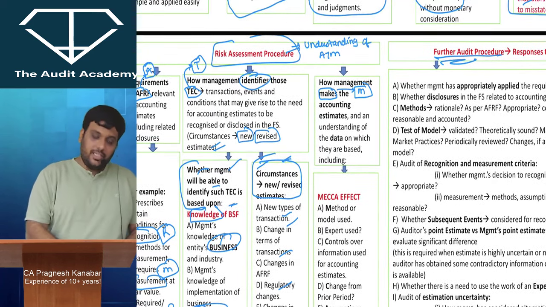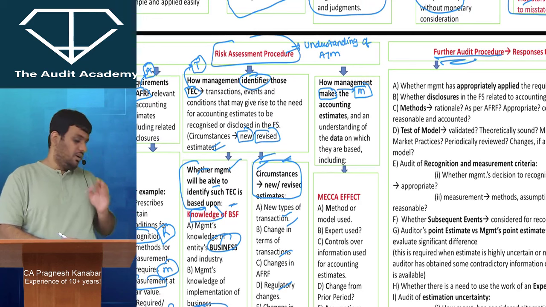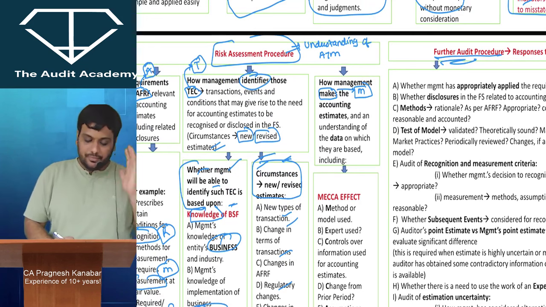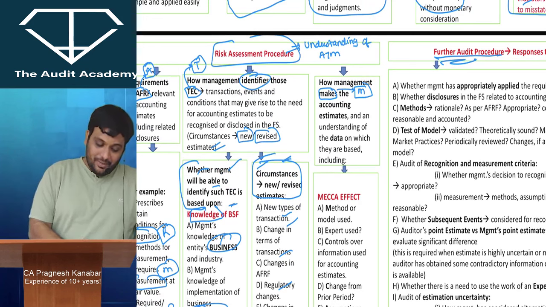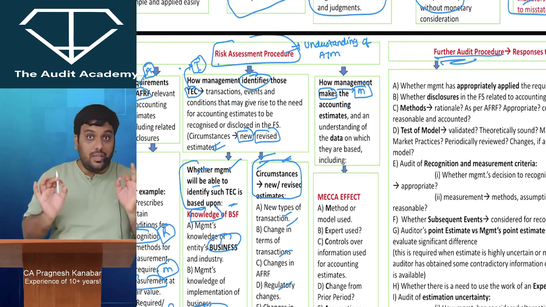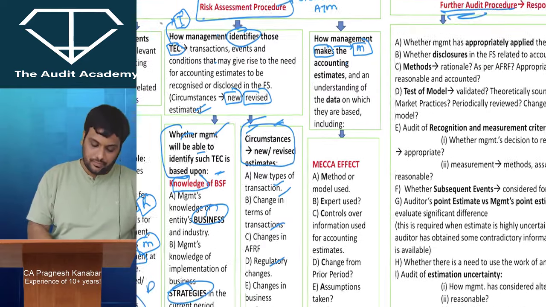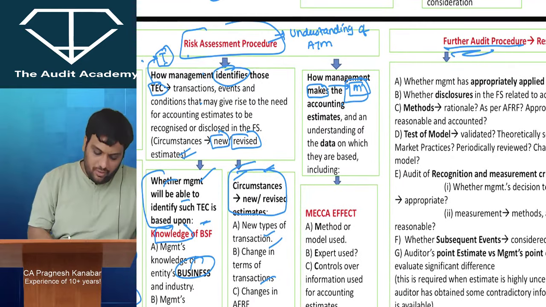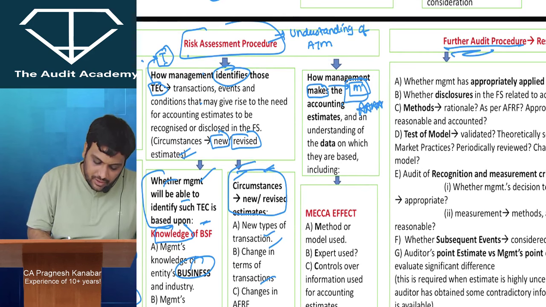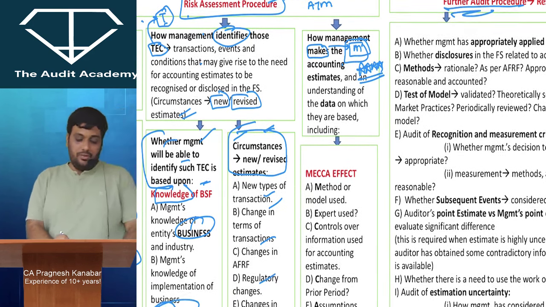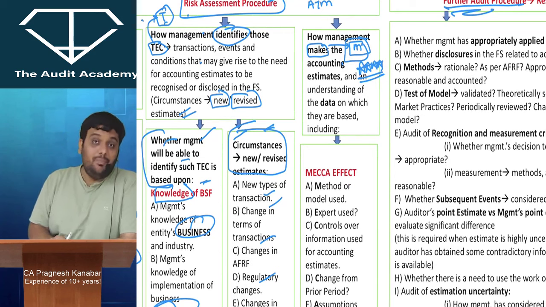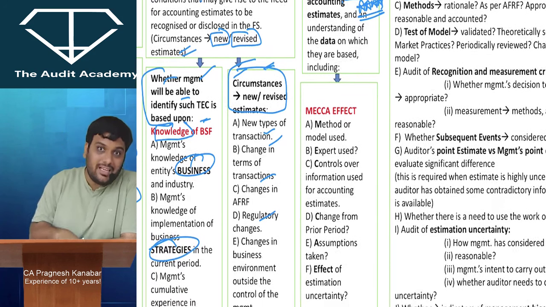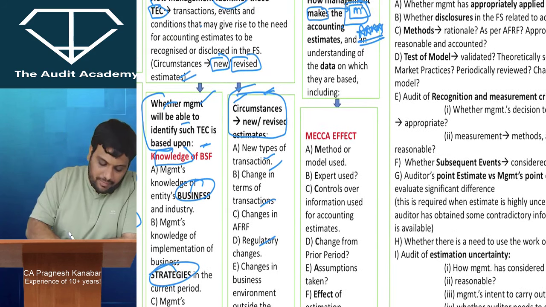As I told you, in risk assessment procedure, we need to obtain an understanding of ATM. So, A for AFRF, T for transactions, events and conditions, and M for making the accounting estimate. Now, listen to me very carefully. When I am trying to understand how management has made the accounting estimate, this itself has been a separate examination question, which was asked in January 21 also. How has management made the accounting estimate? For that, I need to obtain an understanding of MECA effect.